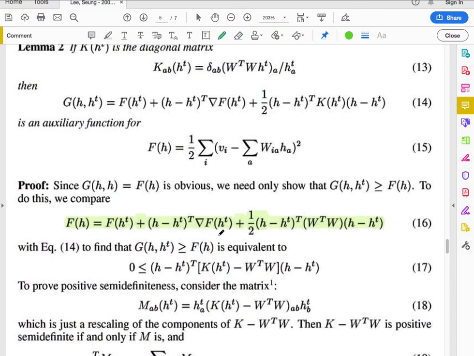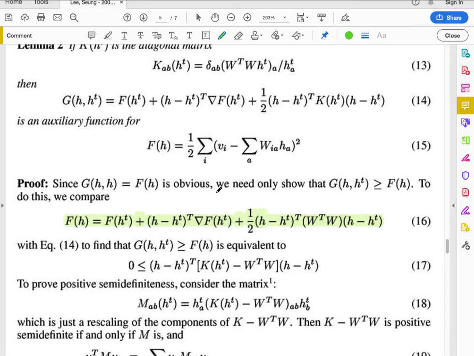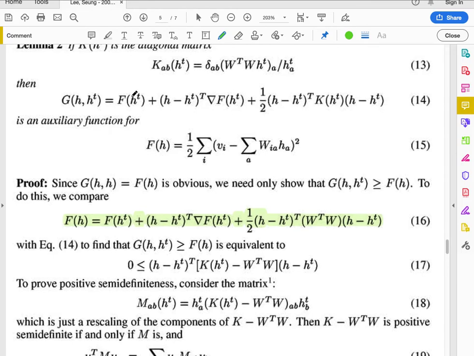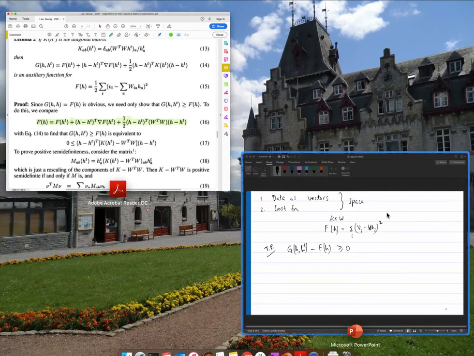Right? This is what you want to prove, that your G minus F is always greater than or equal to 0. Now what you do, substitute the form. So this F minus this F is 0, this thing minus this thing is 0. Only difference is coming in K minus W transpose W. Okay, let me write down.